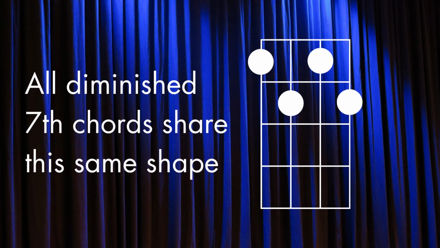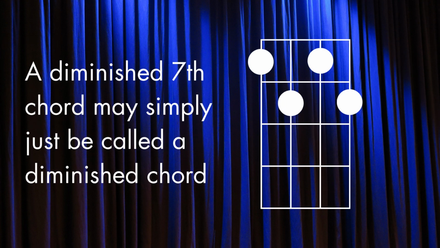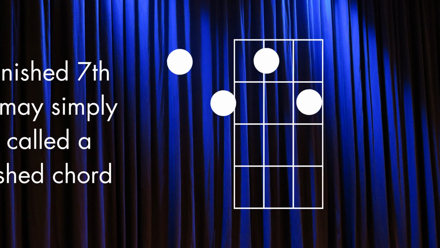Now, when we use diminished chords as passing chords or for chord substitution, they're going to be diminished 7 chords. All diminished 7 chords share the same shape. So if you look at this shape here, all the chords are going to be exactly like this. Now, a diminished 7 chord may simply be called a diminished chord.